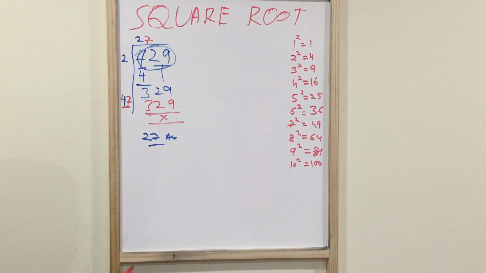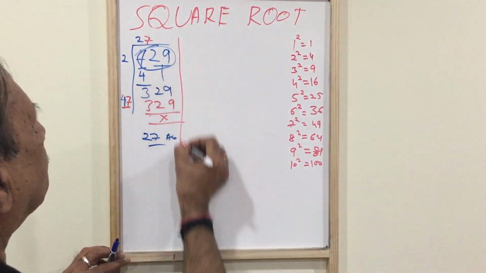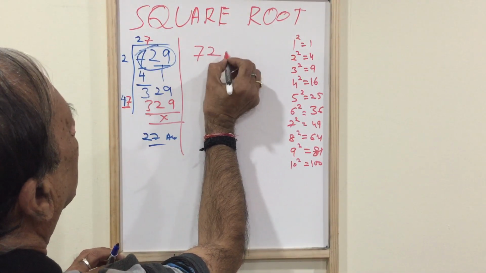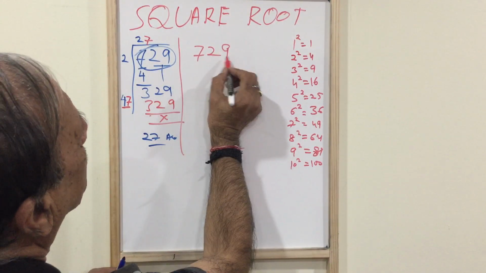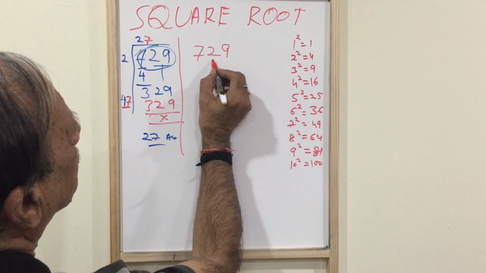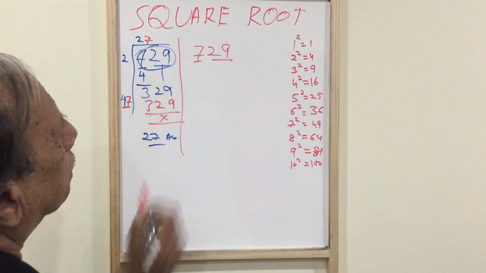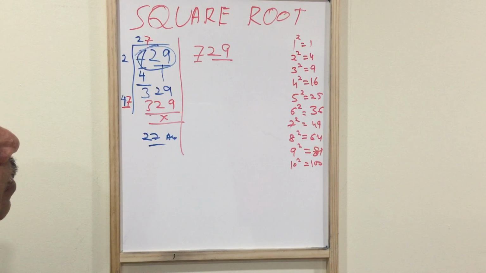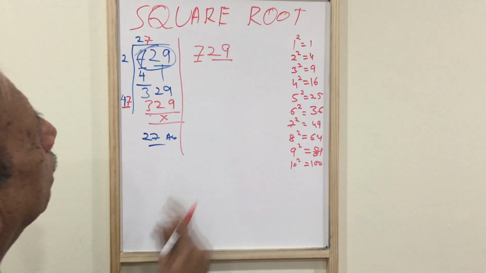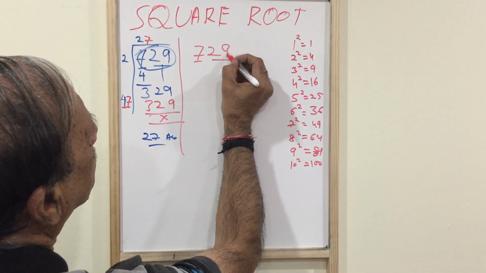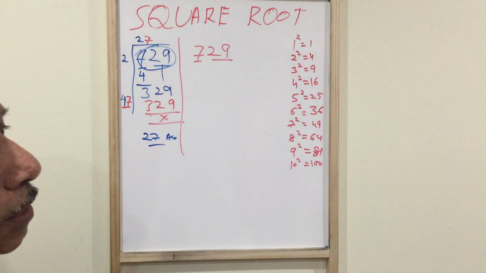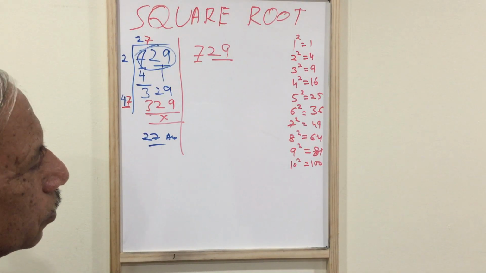So in the fast trick method, how will we solve it? That is also very simple. Here also we'll make pairs from the right side to the left. This is 29, this is 7. In this method, from the first pair, we have to first find out the digit of the square root.